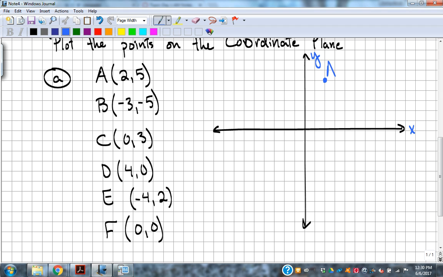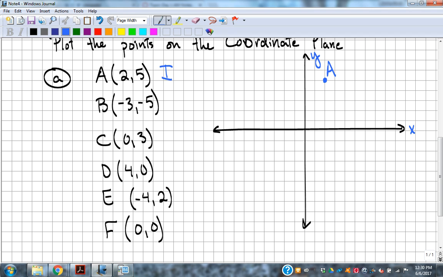And that's where my point A is going to be, plotted at that spot. What quadrant is point A in? 1. And I'm just going to write that beside the point there. I'll try to kill 2 birds with 1 stone here, do one example and cover all of this stuff.